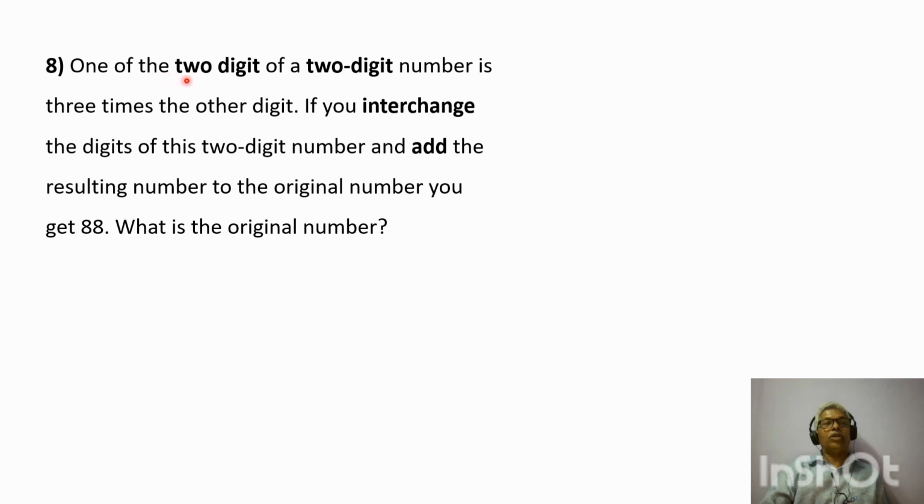One of the two digits of a two digit number is three times the other digit. If you interchange the digits of this two digit number and add the resulting number to the original number, you get 88. What is the original number?